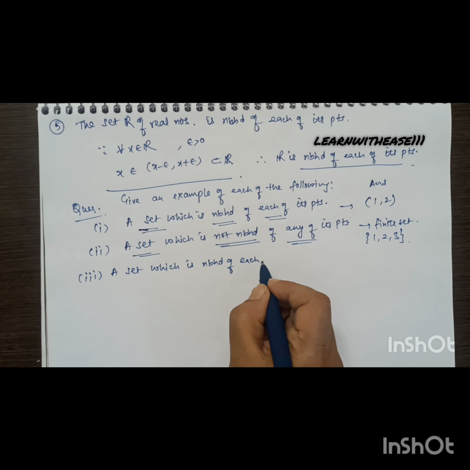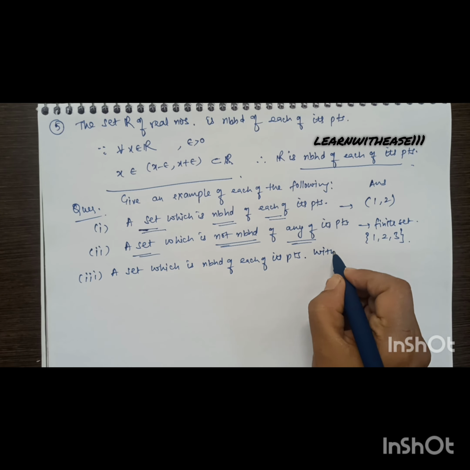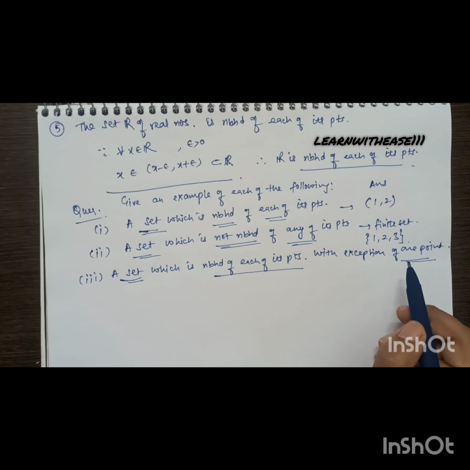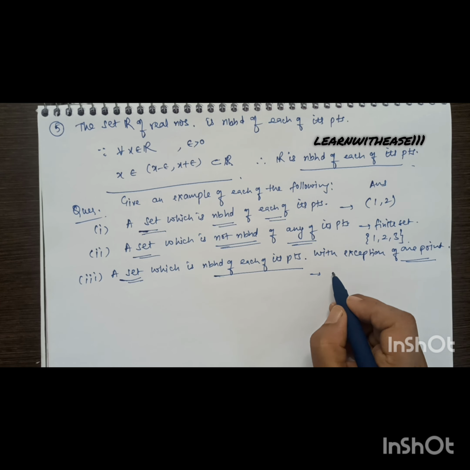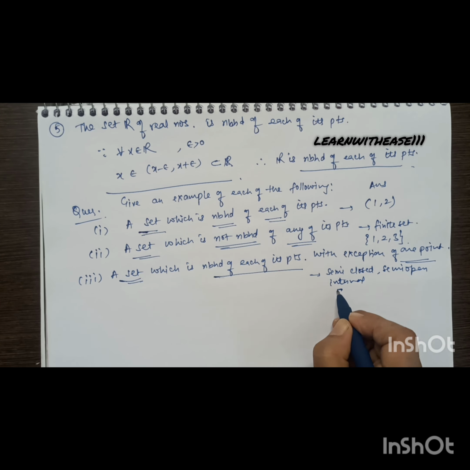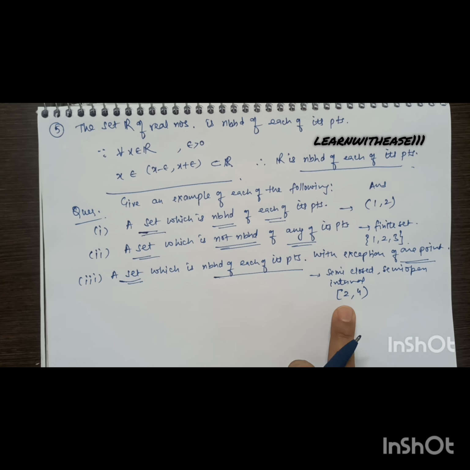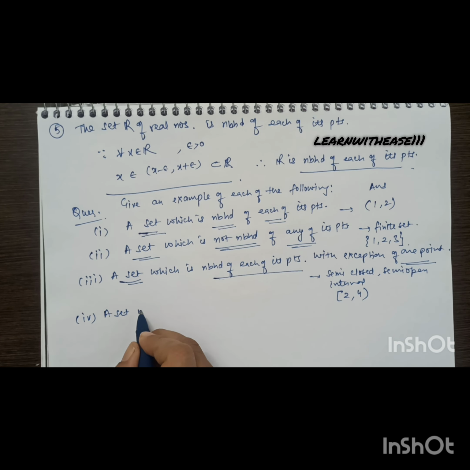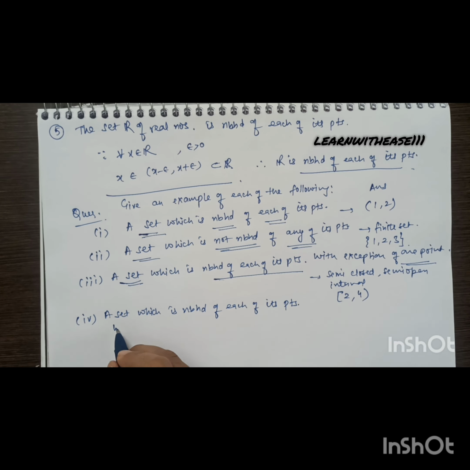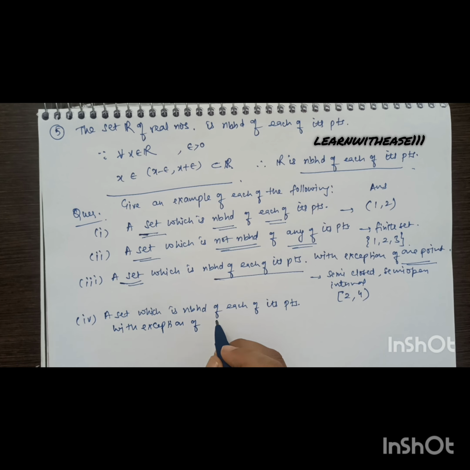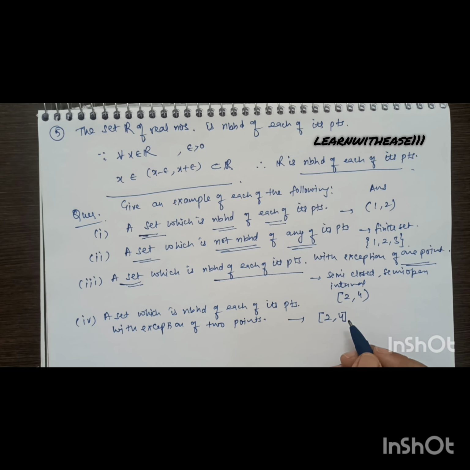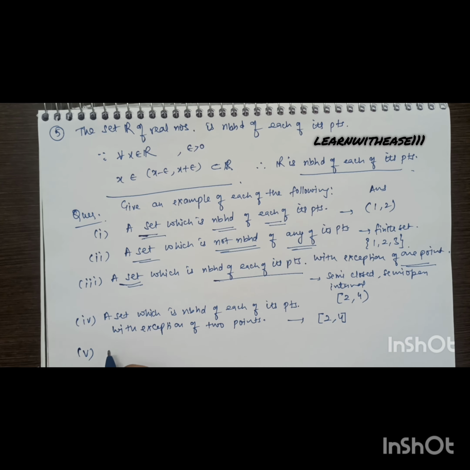A set which is a neighborhood of each of its points with the exception of 1 point. For this you can give a semi-closed, semi-open interval as an example, one side closed and one side open, because then one endpoint will be the only point for which the set won't be a neighborhood. And a set which is a neighborhood of each of its points with the exception of 2 points. For this you can give a completely closed interval, 2 to 4. Boundary points won't be in the neighborhood.